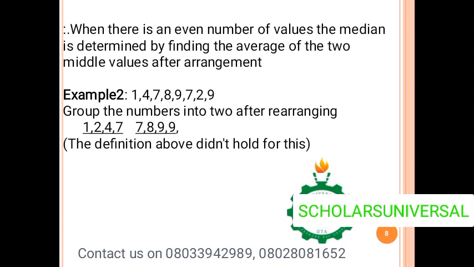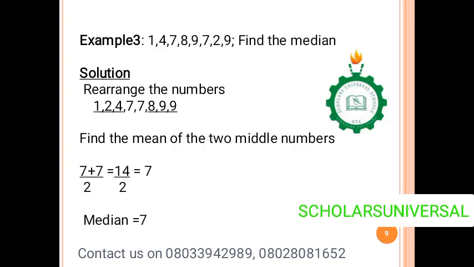So the definition that we are saying, when the number is at the center, doesn't hold for this kind of question. So what you need to do is to add up the two numbers at the center and divide by 2. So here we have it: 7 plus 7 divided by 2 gives you 14 divided by 2, and that is what? 7. So 7 will then be the median.